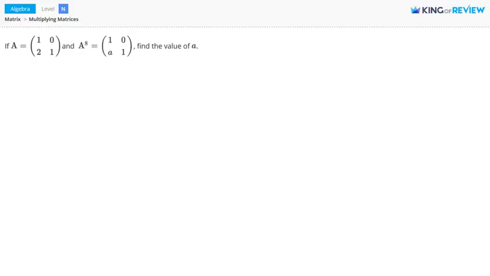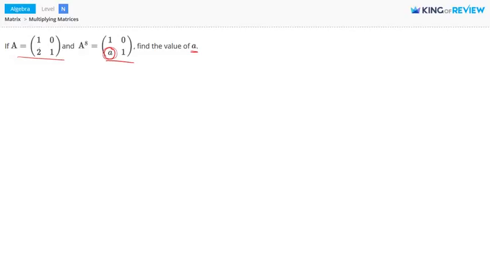In this problem, we're asked to find the value of a. A is this entry here, when we have A to the power of 8 equals this matrix. And we're also given what A is equal to. So what we want to do here is look at a couple values of the exponent on A and see what value we get in this lower left-hand position.